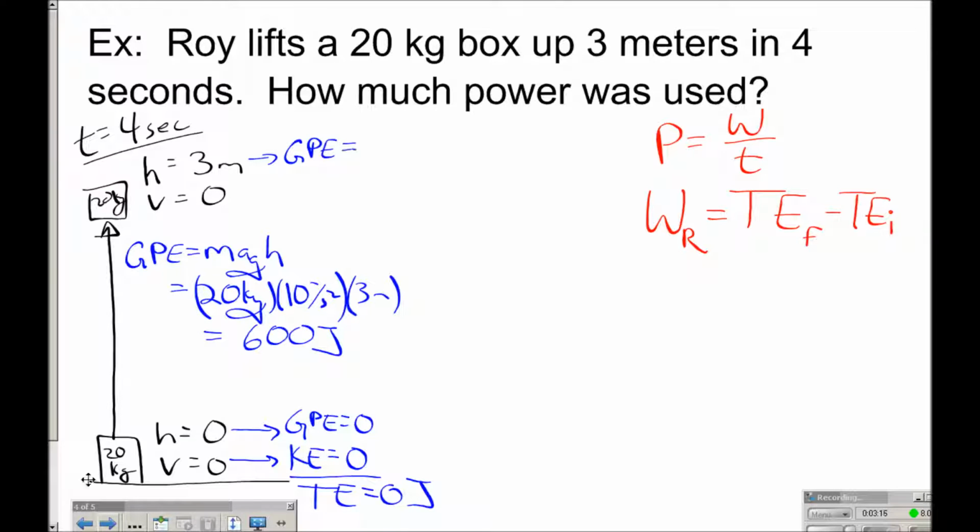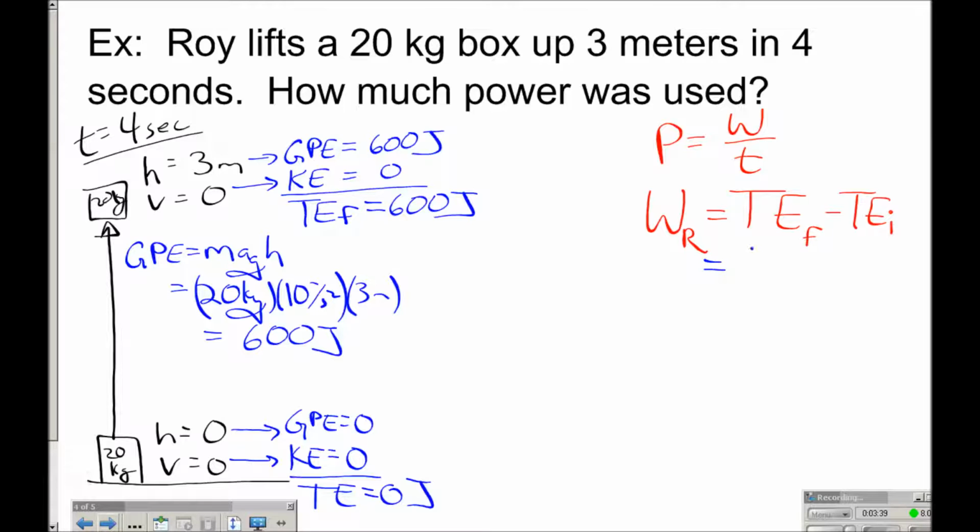So after Roy lifts the box, it's got 600 joules of gravitational potential energy. Since it's ending at rest, we can assume he sets it on a shelf or something. The KE is back down to 0. So the total energy that the box ends with is 600 joules. It changed because Roy did work. So let's figure out how much the total energy changed. So I'm going to go over here.